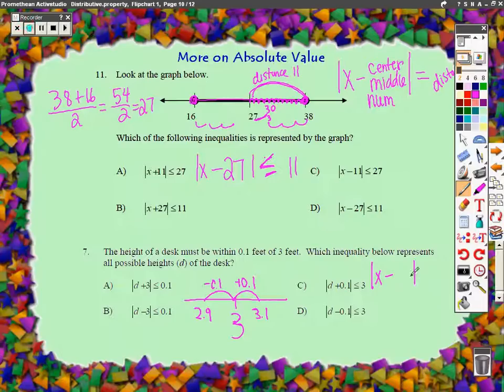X minus, and what number is in the middle? 3. Already, I can cancel these two out. Now, I want to be within, on the inside. So if I can fit inside of something, am I less than that thing or greater than that thing? Well, I'm less than. I fit inside. So I'm less than, and I need to know the number on the outside. The last number is your distance. And how much could we be over and how much could we be under? By 0.1, 1/10. So let's go back and look at our answers. The answer to the first one would have been D. And the answer to the second one would be B.